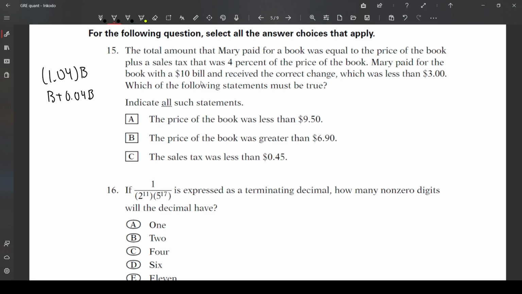Now, essentially what this is telling us is that this is greater than $7. Okay, why is that? That's because she pays $10 and she gets back less than $3, which means she paid more than 7. So indicate the price of the book was less than 9.5.